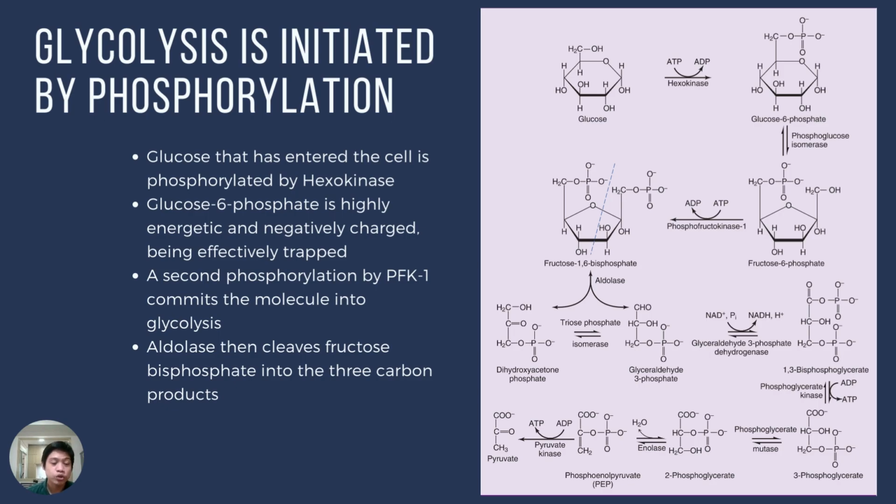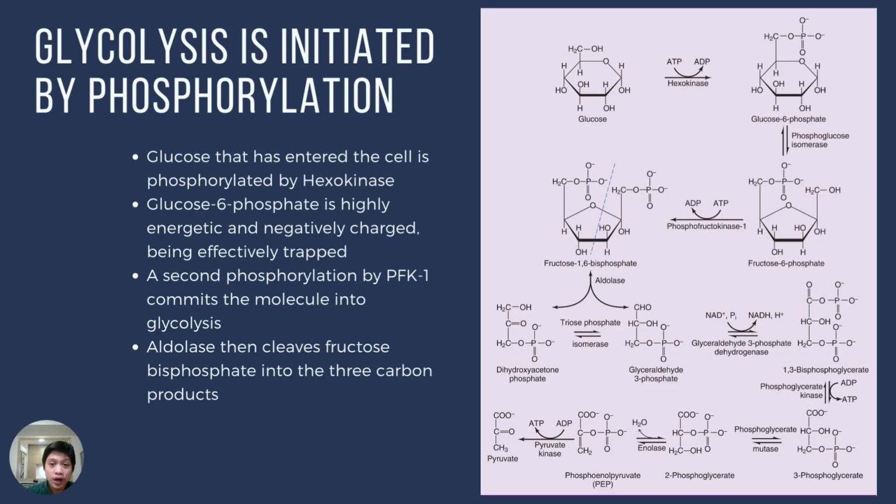The next step would be basically hydrolysis. Aldolase cleaves fructose bisphosphate into 3-carbon products. So fructose 1,6-bisphosphate, which is a 6-carbon sugar, highly energetic because of the 2 phosphate groups, is hydrolyzed by aldolase to form 2 molecules of 3-carbon sugars. And these 3-carbon sugars include dihydroxyacetone phosphate, which is a ketone, and glyceraldehyde 3-phosphate, which is an aldehyde.